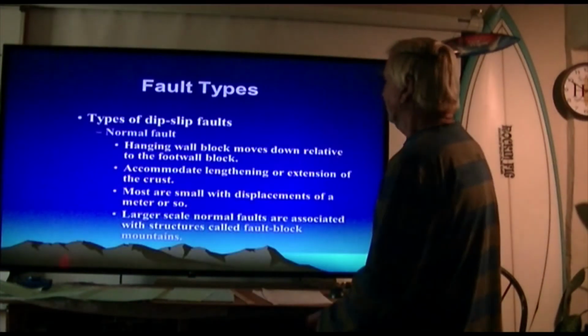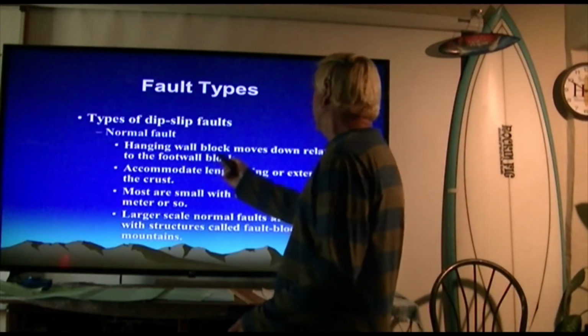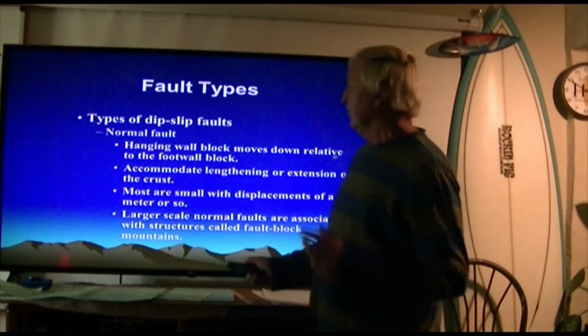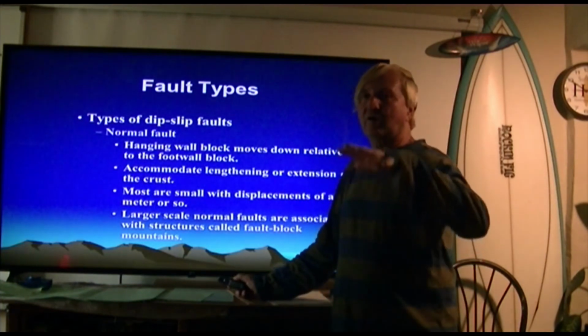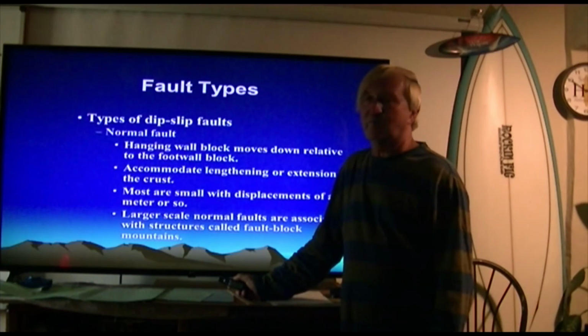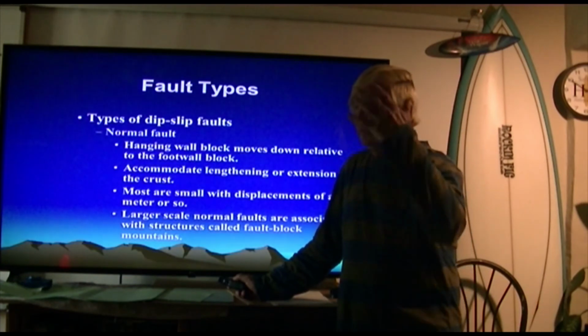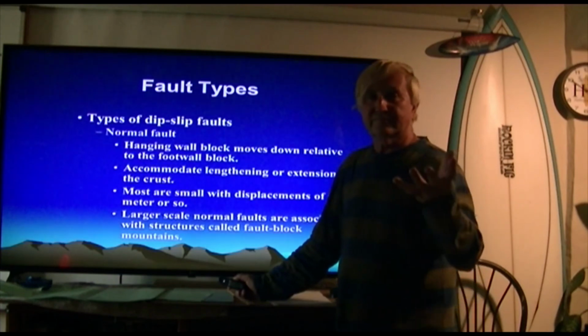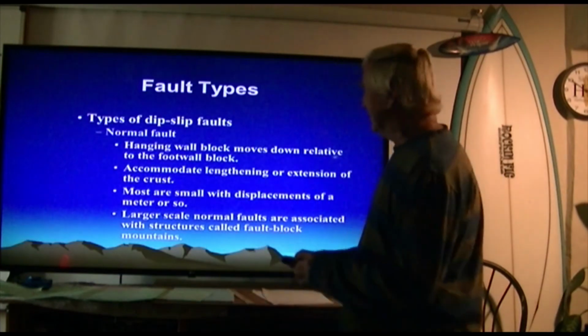And then there's all these definitions. Normal fault, hanging wall block moves down relative to the footwall block. I want you to know, a normal fault, a block of rock that moves down. And that's exactly what I'm going to put on the quiz. I'm going to say I have a block of rock that moves down, this is, and you'll have your choices. Block of rock that moves up, reverse fault. Okay, we're going to make this simple.